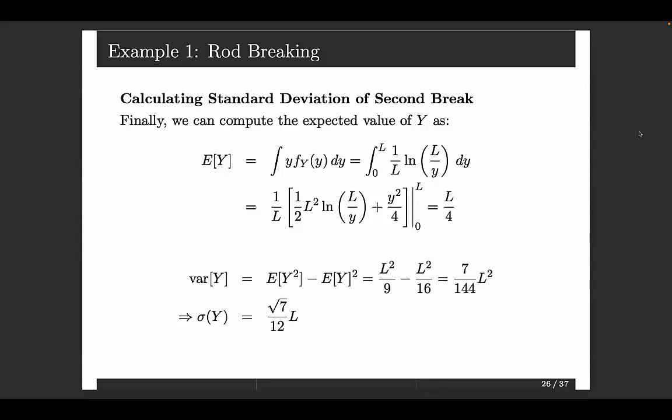To compute the variance, we can use the formula that the variance of y is equal to the expected value of y squared minus the expected value of y quantity squared. When you do the evaluation, you'll find that that's 7 over 144 L squared. To find the standard deviation, you then take the square root of the variance, which is the square root of 7 over 12 L. In this simple example, there was still a lot of work required in order to obtain the answer. Let's see how this compares to a Monte Carlo approach.